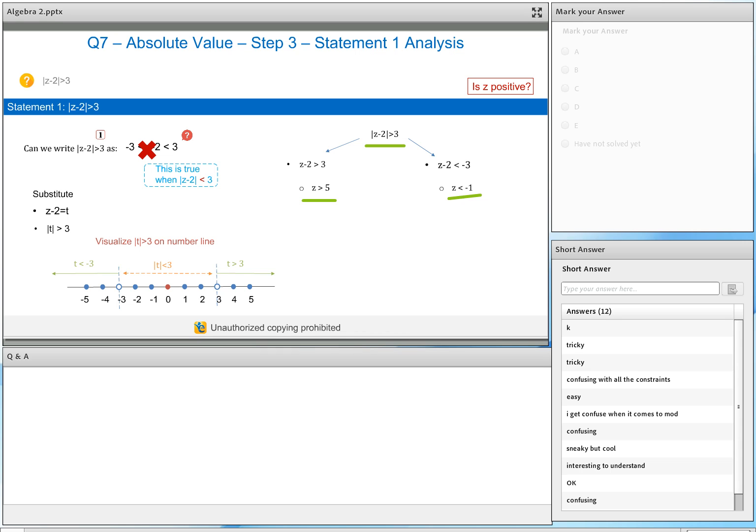Again, if you have any problems in visualizing this part, that means you have a conceptual issue with absolute value inequalities. Okay, so you definitely need to look at that concept file.